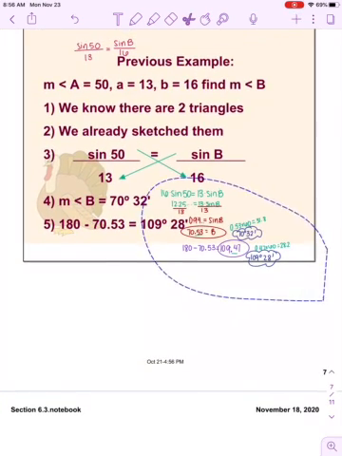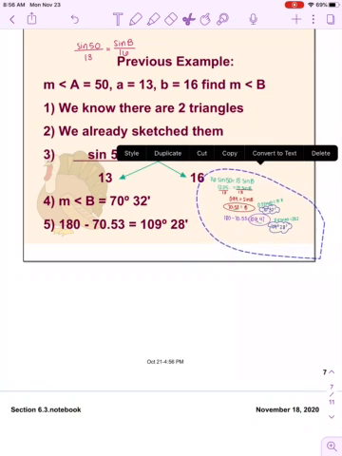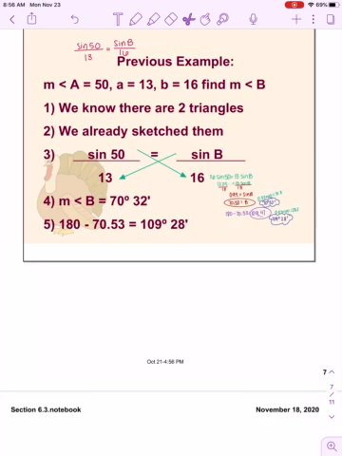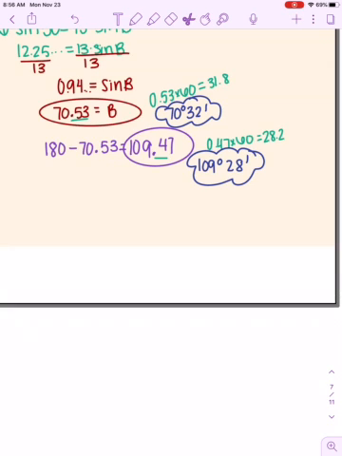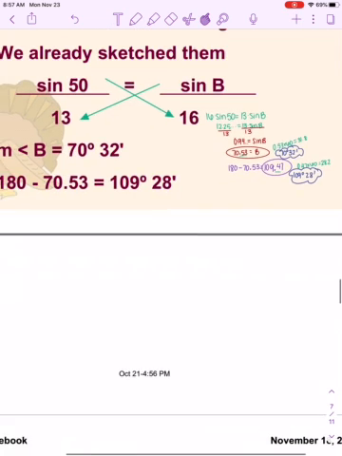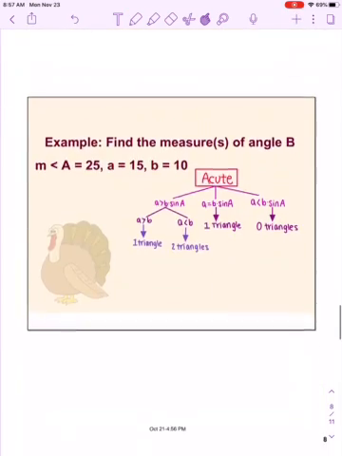So we used the note card to figure out that there were two possible triangles, so we know we had two angle B's. Then we used our law of sines to find the first one, subtracted it from 180. Notice we subtracted it before we did the minutes, because you're not going to be able to subtract minutes on your calculator. So we subtracted the decimal from 180 to get the second angle B, and then we just turned them into minutes. And then that's it.